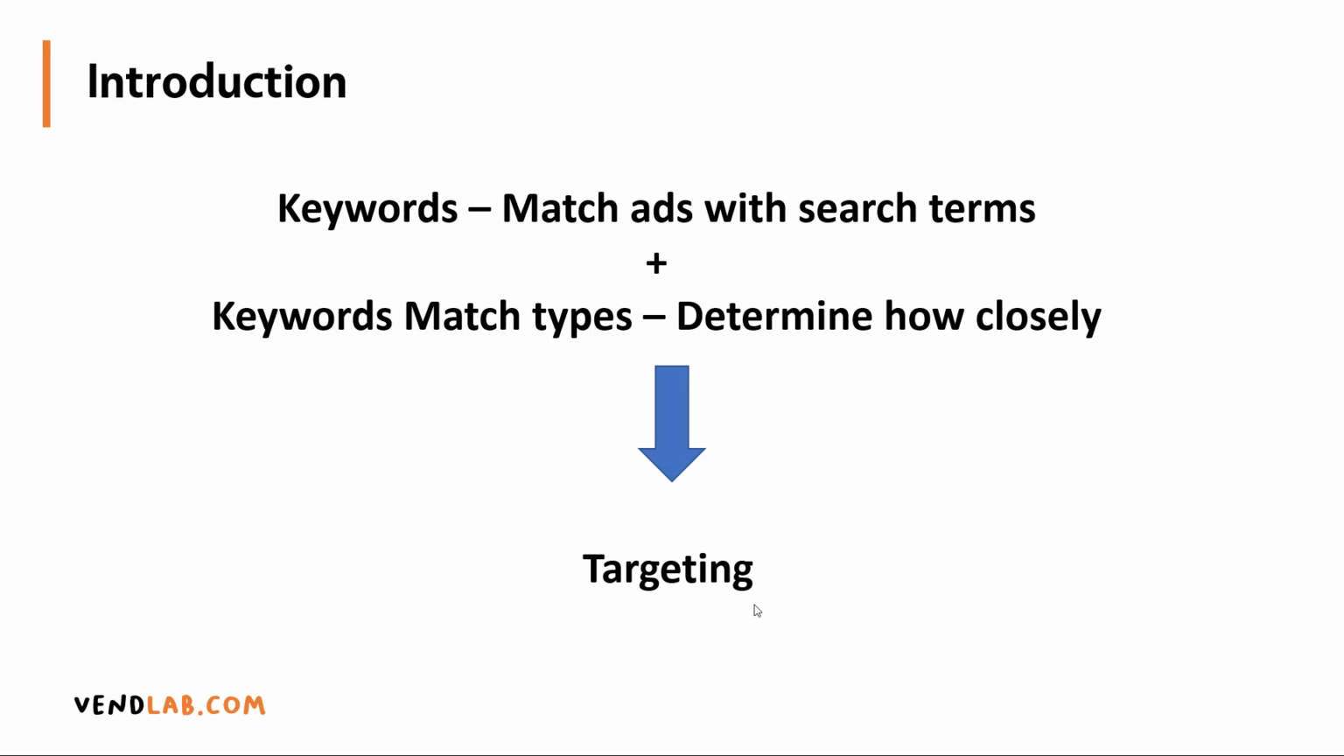This slide tries to summarize it. Keywords match ads with search terms. These are combined with keyword match types that determine how closely the keyword must match the user's search. Put together, these create the targeting for your text search ads.